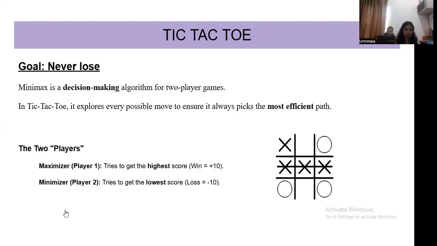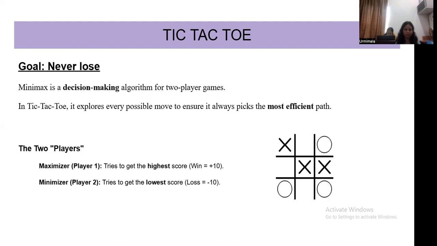The minimax is a decision-making algorithm for two-player games like we've already discussed before. In tic-tac-toe, it explores every possible move to ensure it always puts the most efficient path. This is a two-player game with a maximizer and then the minimizer. We will be saying the maximizer as player one and minimizer as player two.